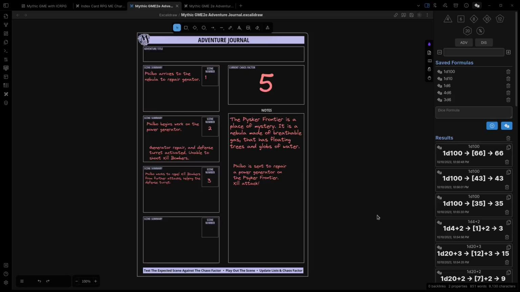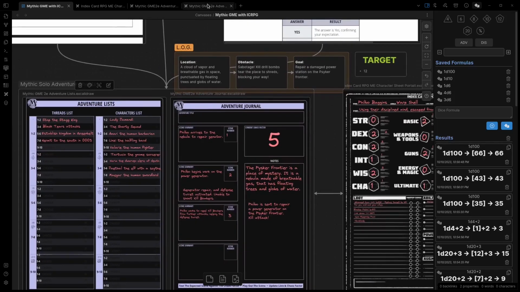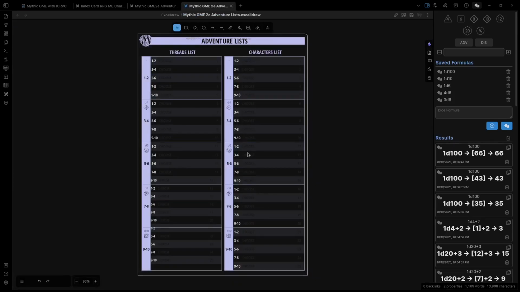So yeah, that's how I use Mythic Game Master Emulator with Index Card RPG to figure out what my location, obstacle, and goal are, to build my character, and then set up the adventure journal. The one thing I did not touch on here is the lists. Let's cover the lists. I don't know why it's still showing over here that it's got stuff on it. Oh, there it goes. Finally updated.